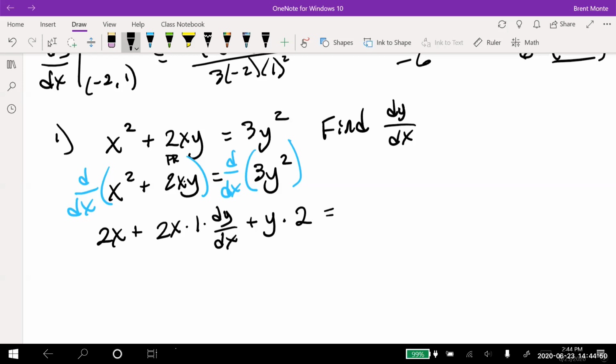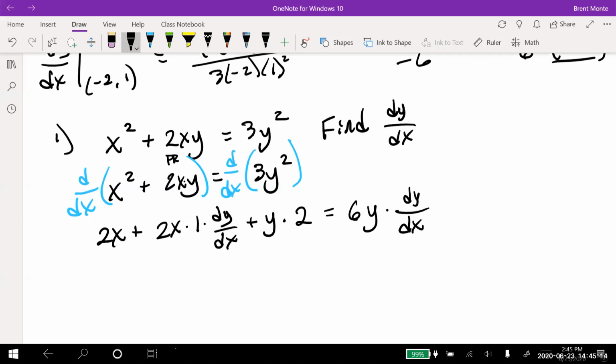Equals, now on the right side, the derivative of 3y squared, 6y to the first, but it's y, so the chain rule says times dy dx. Remember that dy dx is always just the chain rule, because I'm saying, oh, times the derivative of y. I don't know what it is because I haven't solved for y. We call it dy dx. But now the problem is I have dy dx in 2 different places.